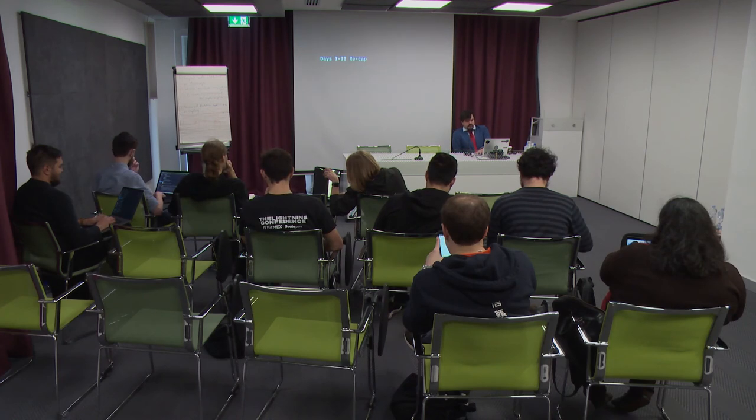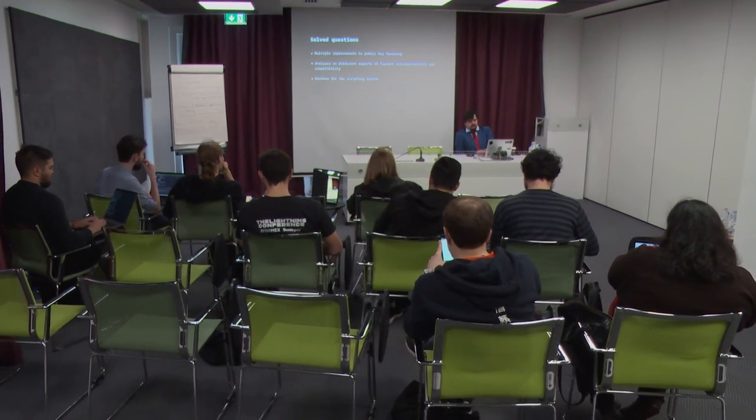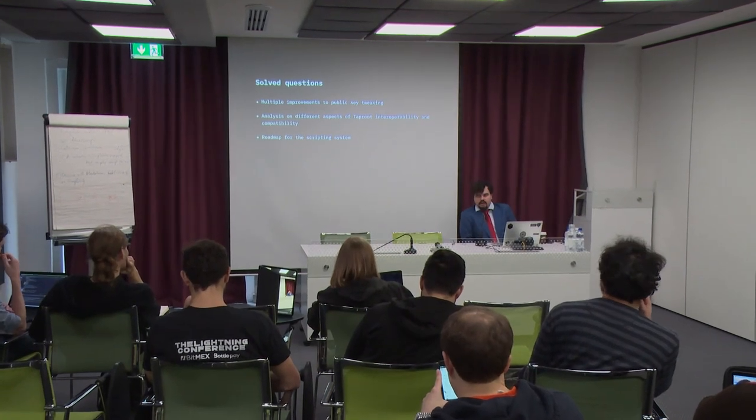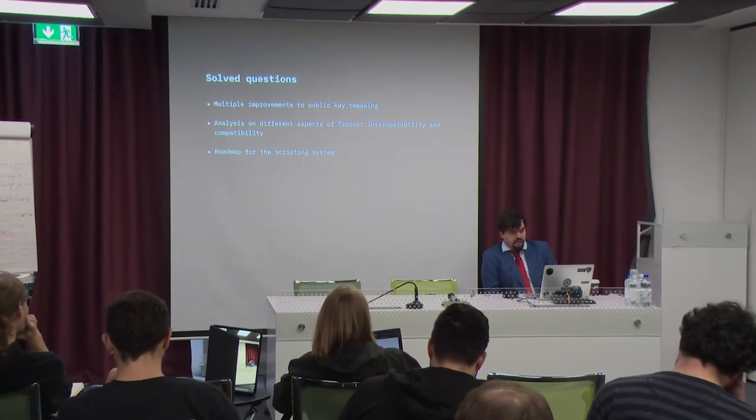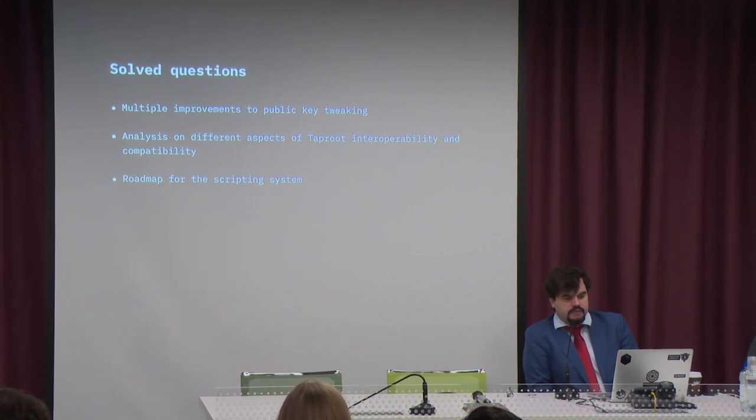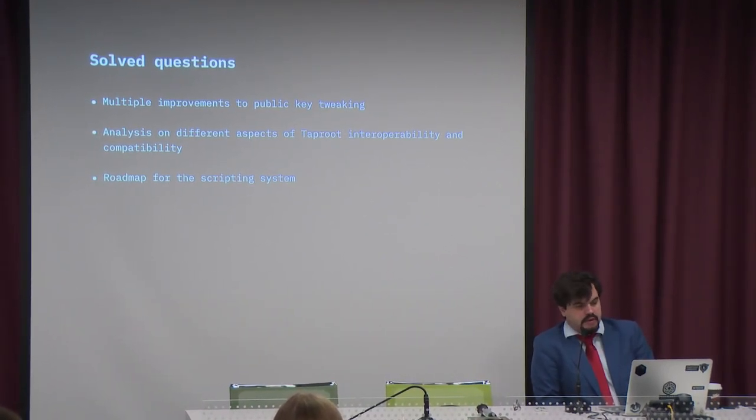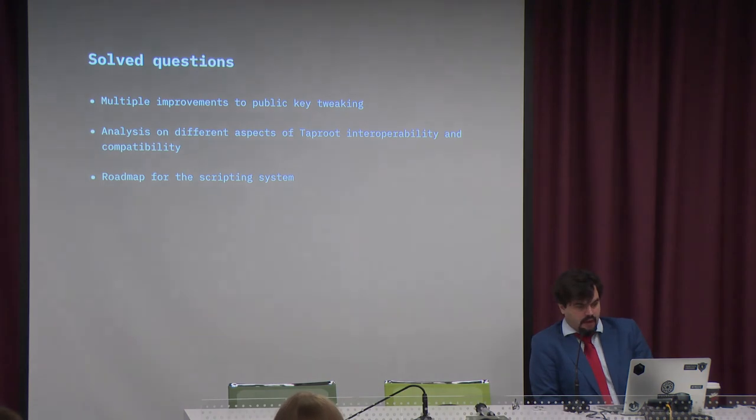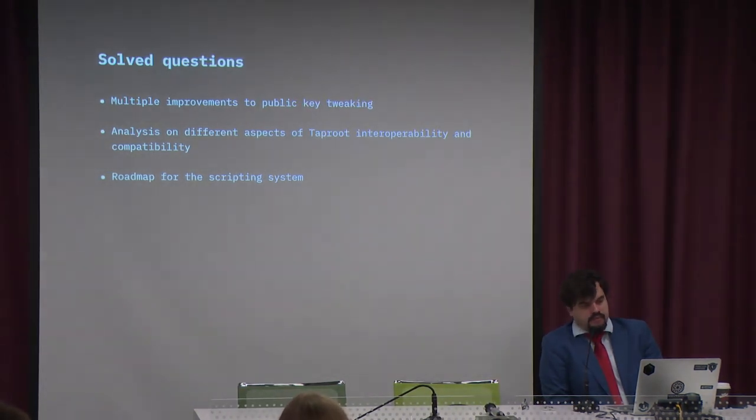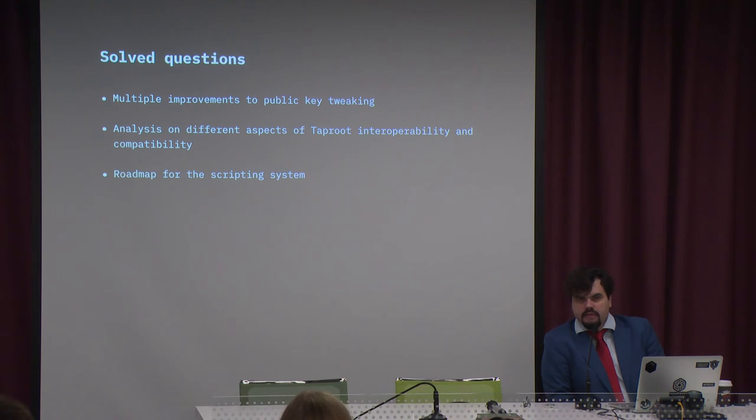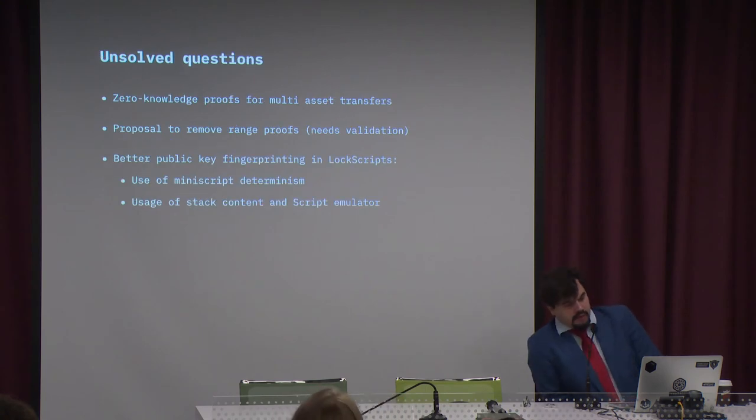I would like to start with a quick recap of the first 2 days. Just to summarize, we discussed a lot of the actual stack of RGB protocols, and we have solved a number of issues. Namely, over the course of our discussions, we agreed on multiple improvements to the public key tweaking procedure, and we performed analysis of different aspects of taproot interoperability and compatibility. Also, we have agreed upon the roadmap for introducing the scripting system later, at the moment when the Simplicity language will be more ready for production.